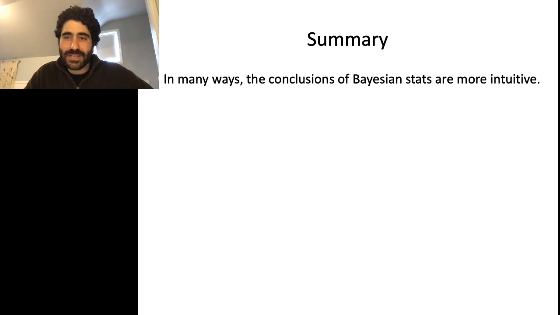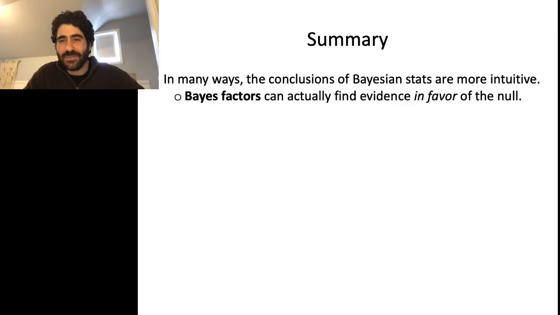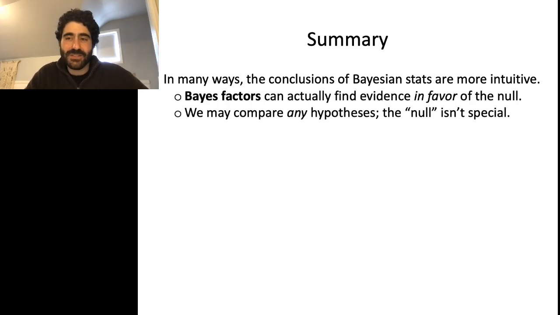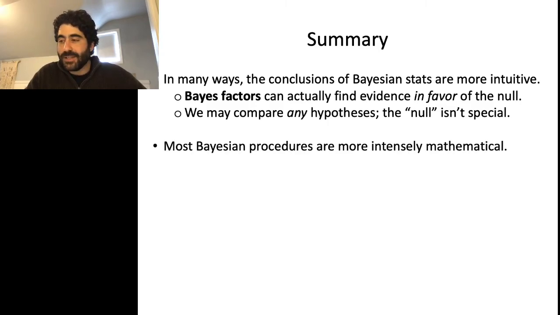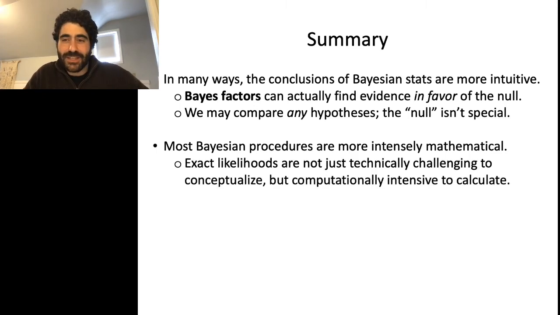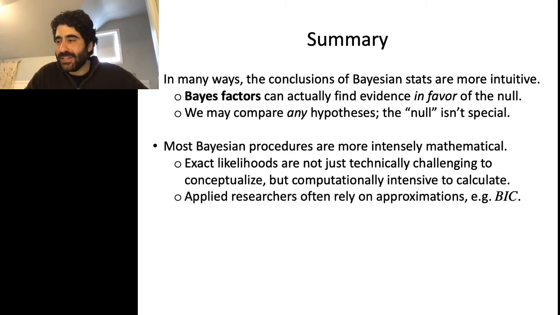Okay, so to sum up, the conclusions of these Bayesian stats are in many ways more intuitive. We can also find evidence in favor of the null, and we can compare any set of hypotheses. Another downside to these Bayesian methods is that they do tend to be math heavy, not just in terms of understanding them, but there are more fundamental problems: these are hard things to estimate mathematically. So many times there are approximations we can use. Again, a lot of these tools are way easier to use than they used to be.